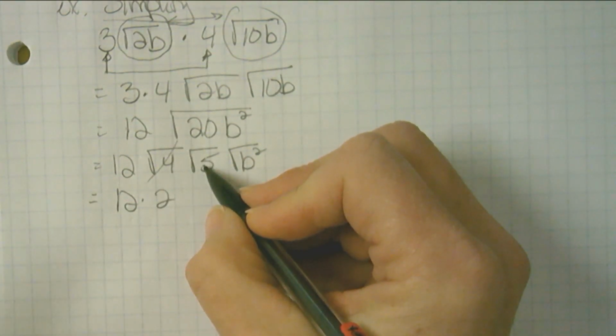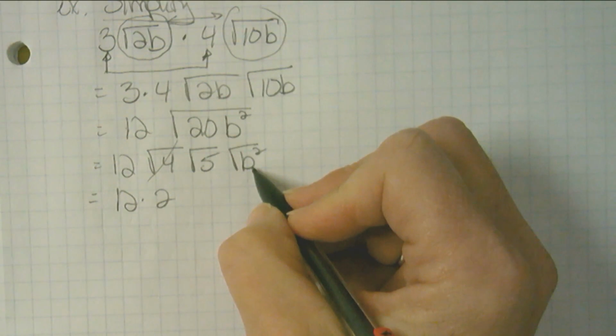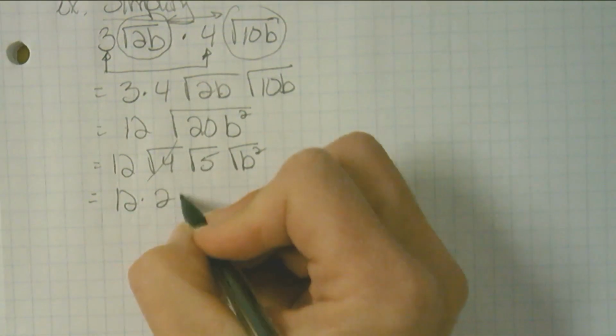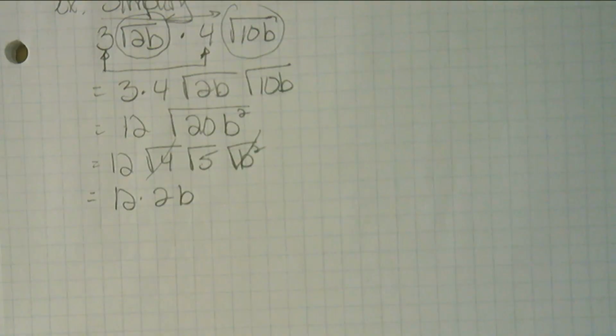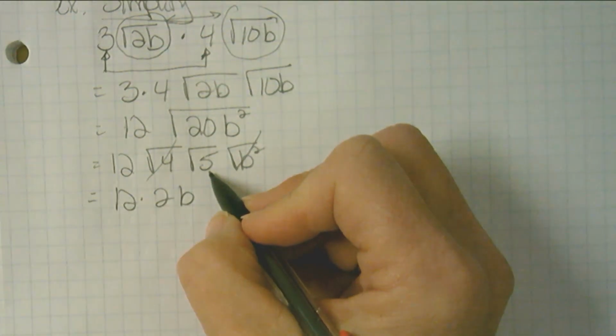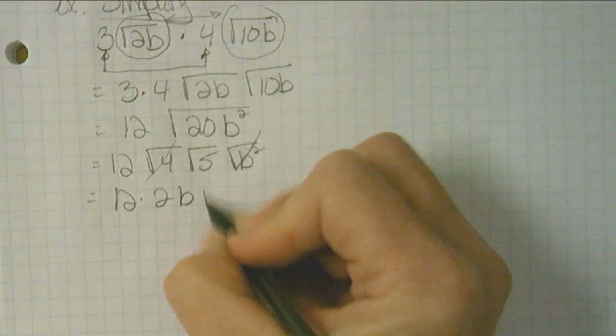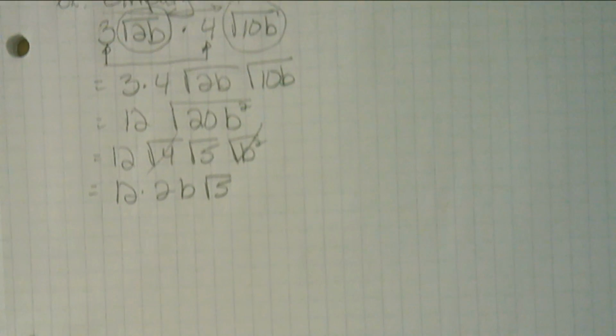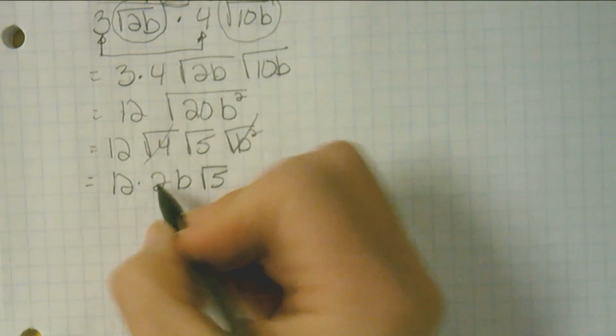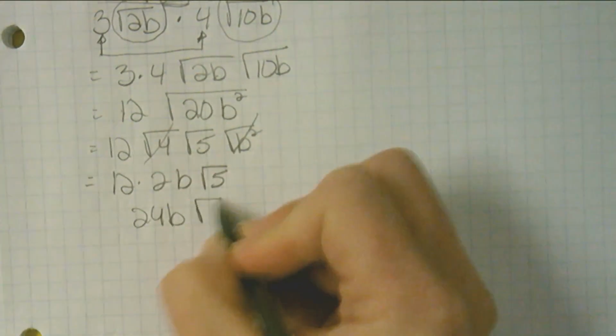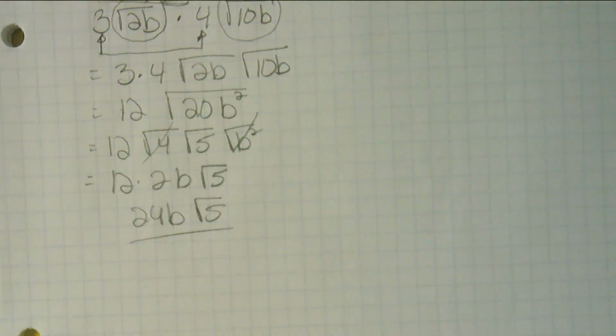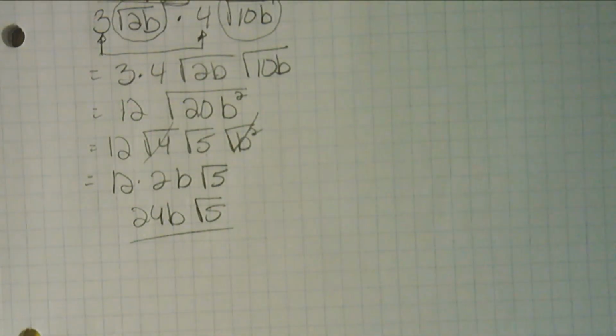5 is not a perfect square. I'm going to leave it alone for now. What's the square root of b squared? b. So I have applied my perfect squares. 5 does not have a perfect square factor, and it's not a perfect square, so we're going to leave that square root of 5 there, and now multiply. I have 24b times the square root of 5. It's a lot of work, isn't it? All right, but just do it one step at a time.